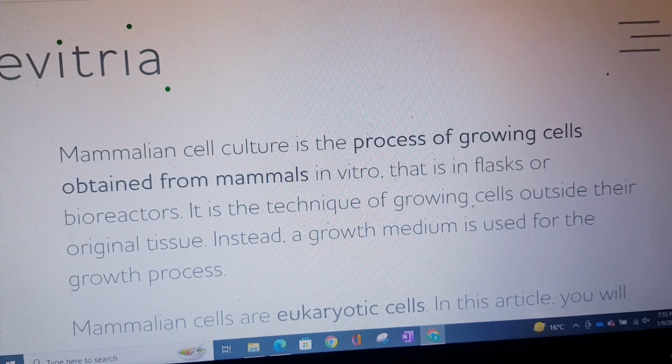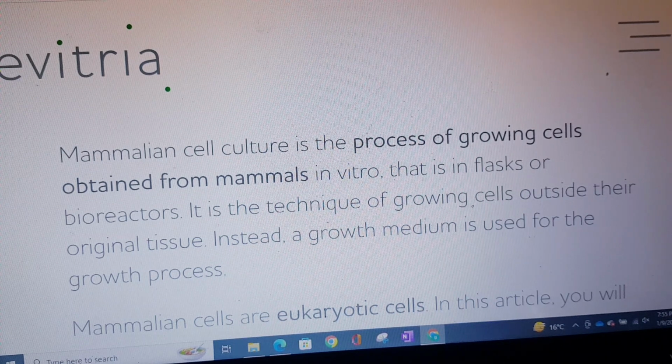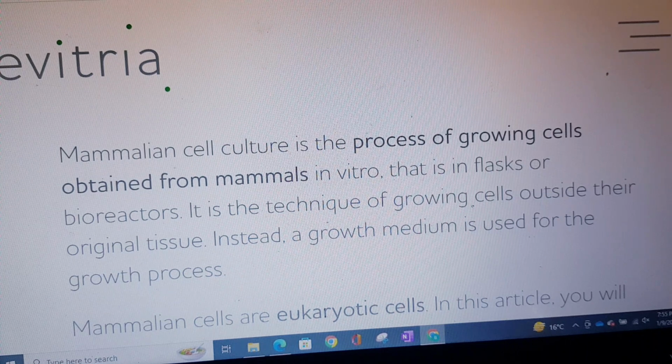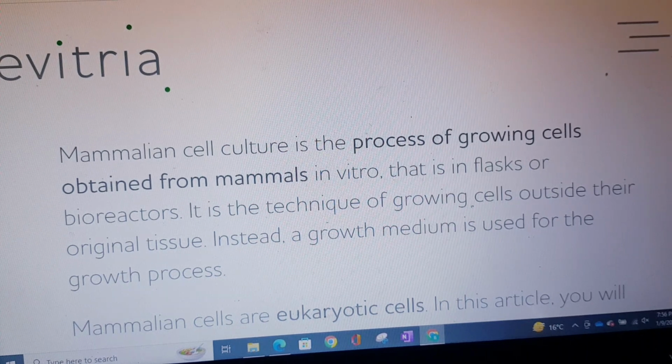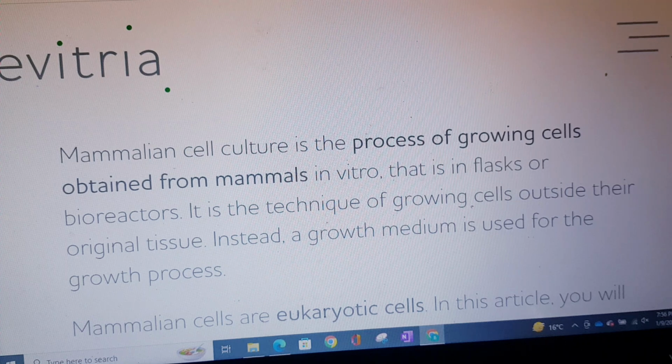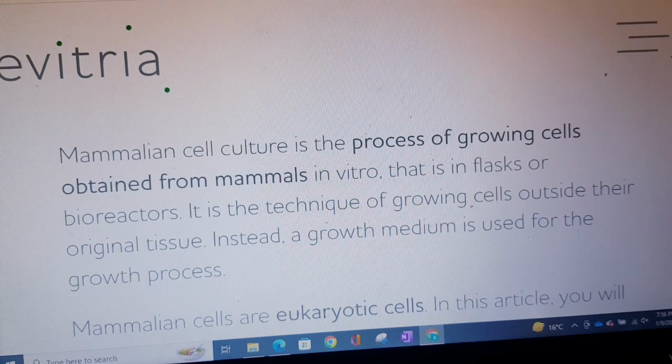Mammalian cell culture is the process of growing cells obtained from mammals in vitro, that is, in a flask or bioreactors. It is the technique of growing cells outside the original tissue. Instead, a growth medium is used for the growth process. Cell culture media supply essential nutrients for in vitro mammalian cell culture. Mammalian cell cultures are grown in incubators that provide a sterile environment for growth at the optimum temperature, that is 37 degrees centigrade, and with 5% carbon dioxide to maintain pH levels similar to that of mammalian blood.